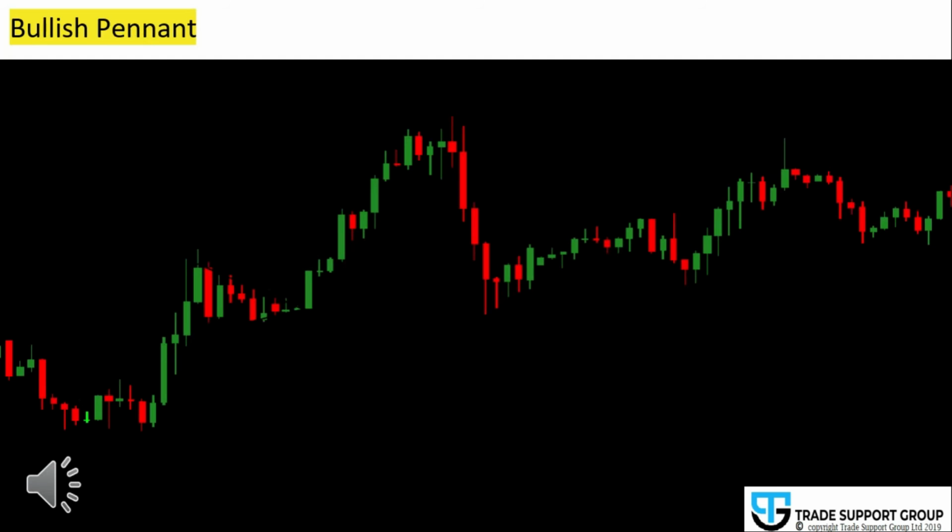Here we will talk about bullish and bearish pennants. A pennant is a continuation pattern, and it's formed when there is a large price movement. Then there is a short period of consolidation, and then the continuation of the prior movement. The bullish flag is a variant of the bullish pennant, but the pennant is a period of consolidation that takes the form of a symmetrical triangle.